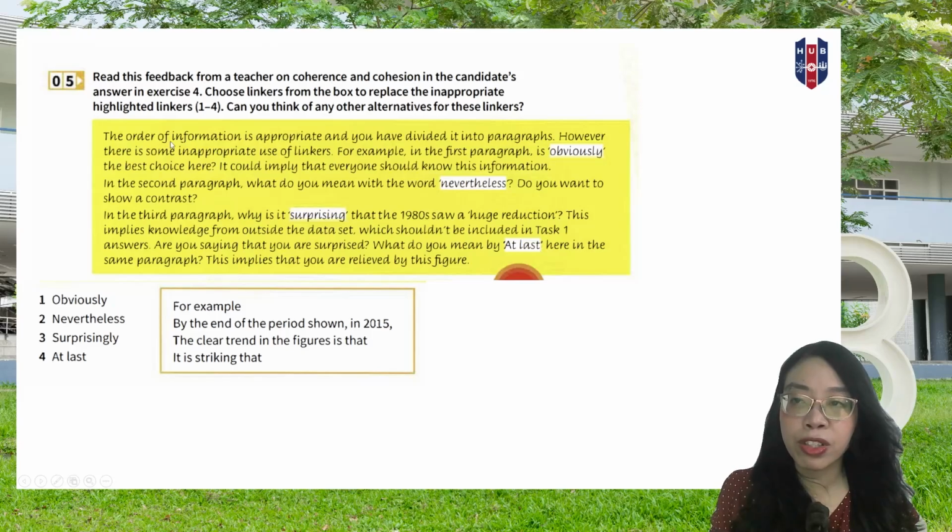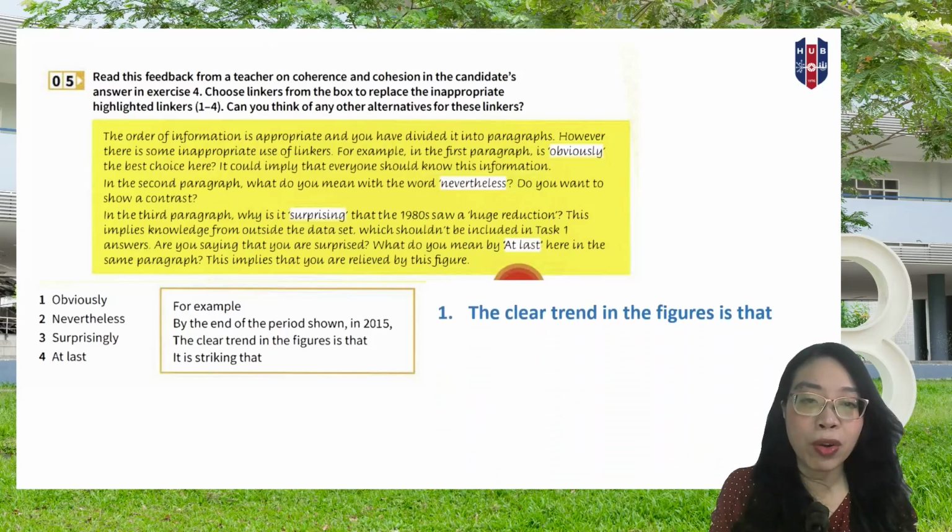First things first, the teacher comments about the order of information. She or he says that this is appropriate, and the writer shows the ability to divide the information into paragraphs, which is good. However, there is some inappropriate use of language. First things first, in the first paragraph, it says "obviously". So "obviously" indicates that everyone should know this information, and I don't think that this is a good language for you to use in Task 1.